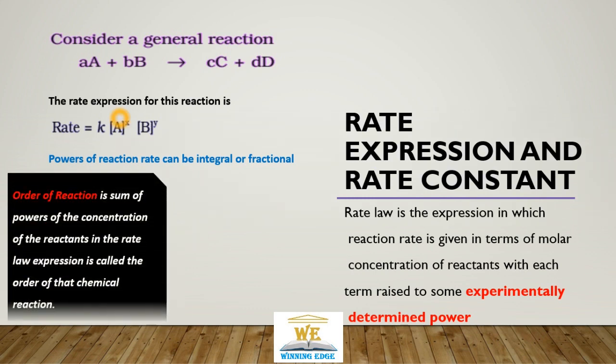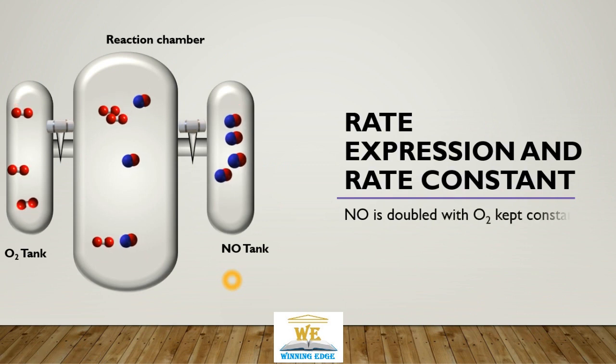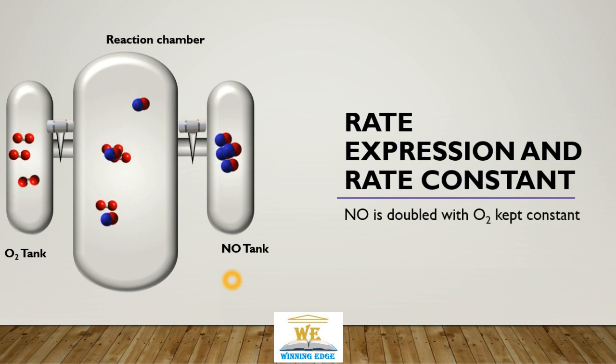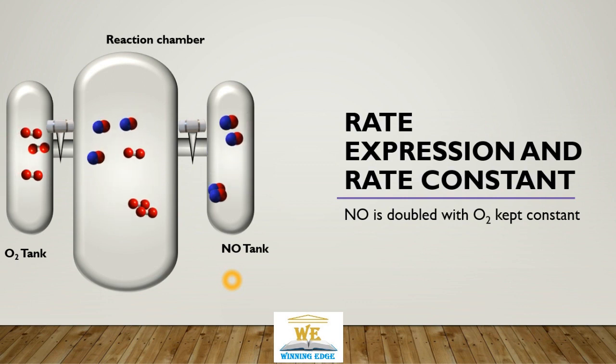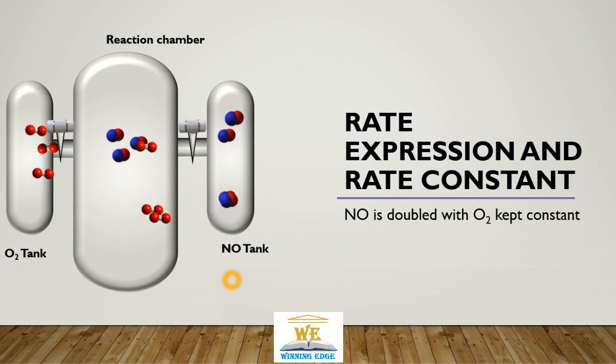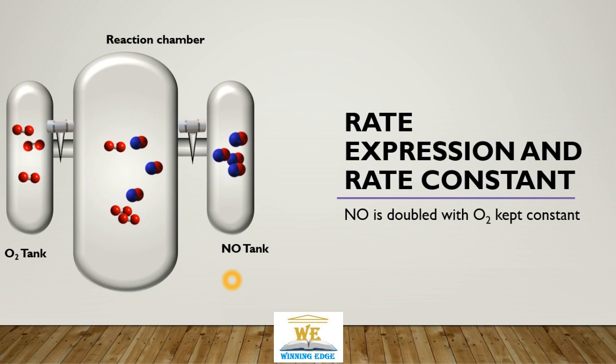And if we sum the powers of concentration of reactants in the rate law expression, that's called the order of that chemical reaction. Let's take a simple example. We have a reaction of nitric oxide with oxygen to give us nitrogen dioxide.